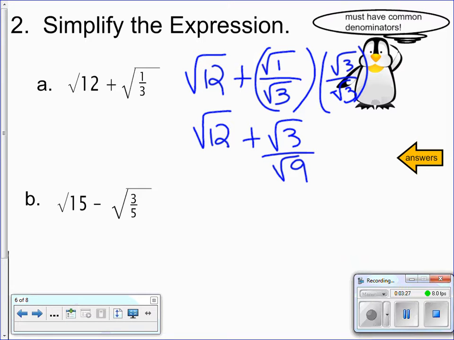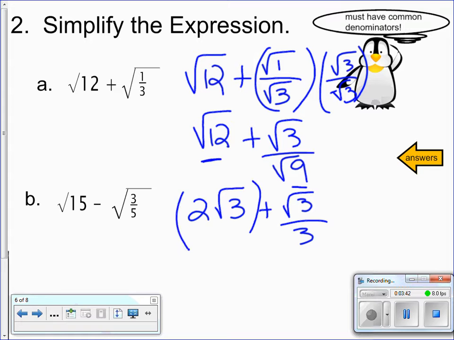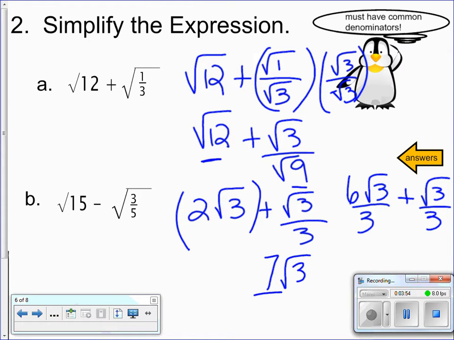So I'm going to simplify both of those. So simplify this one and this one. I get 2 square root 3 plus the square root of 3 over 3. Now I need common denominators. So I'm going to multiply this and get 6 square root 3 over 3 plus square root of 3 over 3. And that gets me 7 square root 3 over 3.